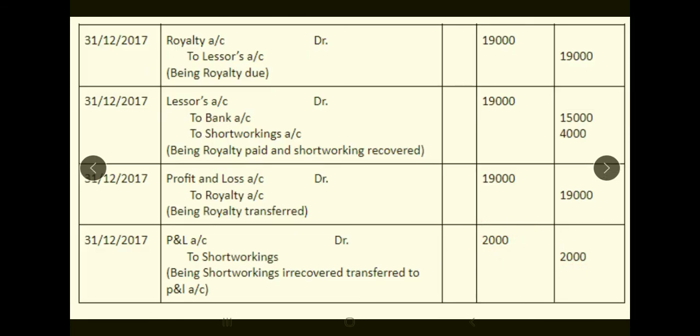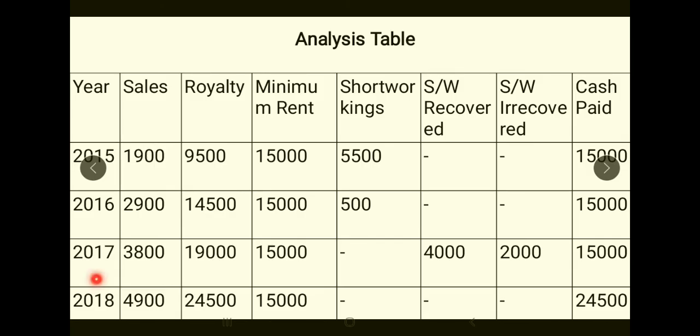Okay, so I hope you have understood. Royalty account debtor to lessor, royalty amount. Lessor's account debtor is cash paid column amount. To bank, lessor's account debtor this amount 19,000, and to bank will be cash paid column amount. 4,000 will be short workings recovered column amount. P&L account debtor to royalty, you will have to write royalty amount, and P&L account debtor to short workings irrecovered column amount.